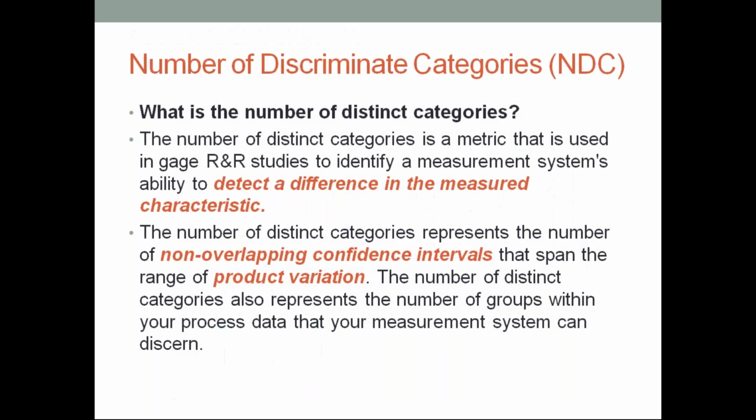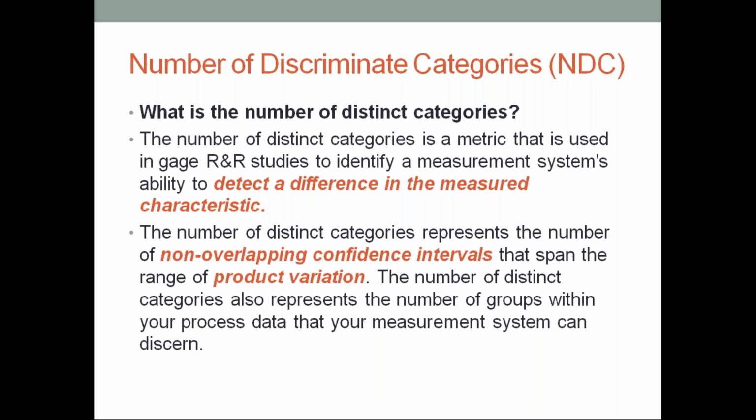Now, a lot of people don't really understand NDC, although NDC is a very powerful tool. It's the number of distinct categories. It's extremely powerful when you're trying to do SPC. So what is number of distinct categories? The number of distinct categories is a metric used in Gage R&R studies to identify a measurement system's ability to detect a difference in the measured characteristic.